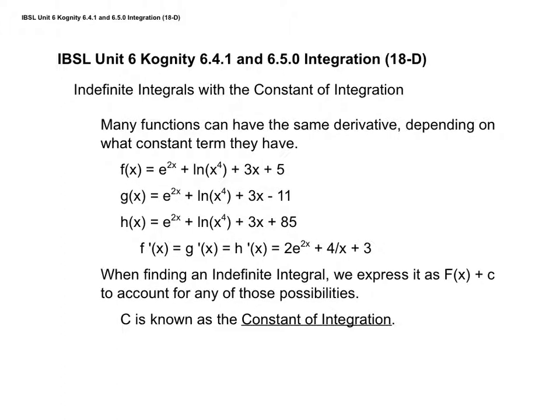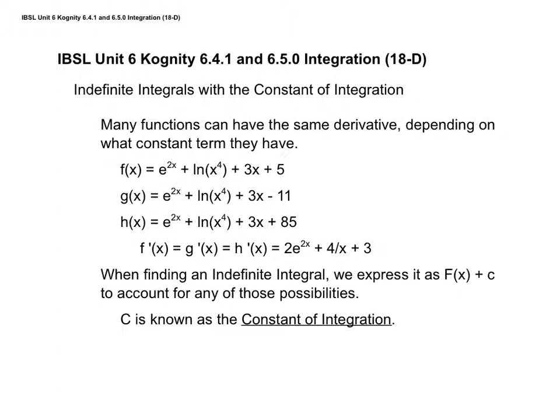So now that we've looked at integration as area under a curve, and we've seen it kind of in general there, I want to look a little bit more closely at this idea of the constant of integration. We introduced it just at the end of our last lesson, but you'll notice here I have three different functions, f, g, and h. e to the 2x, ln of x to the fourth plus 3x. And you'll notice the only difference there is the plus 5, the minus 11, and the plus 85. Okay? And this actually illustrates our point here.